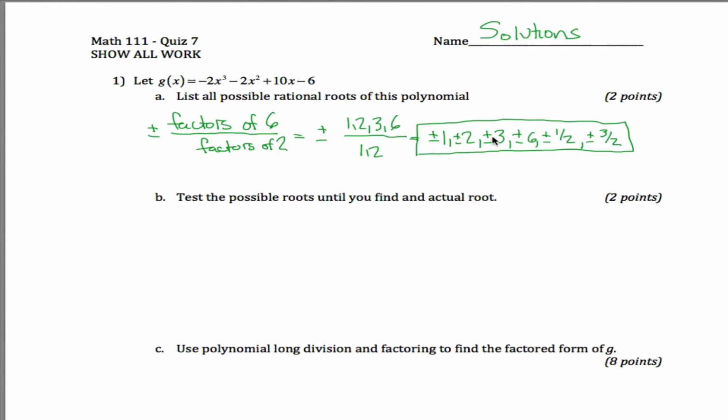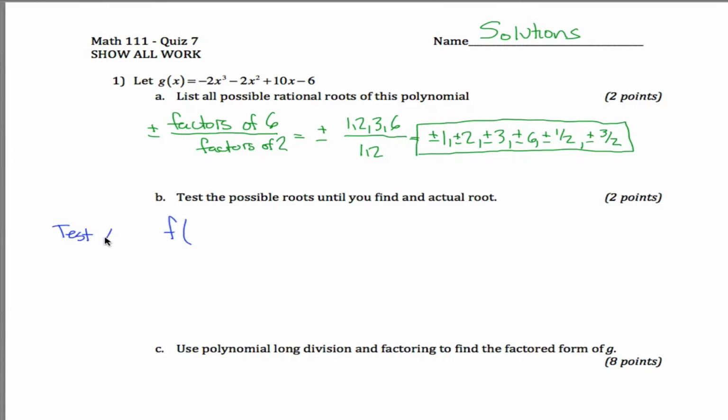What do I got there? 1, 2, 3, 4, 5, 6, 12 possibilities. There's 12 possible rational roots of this polynomial. Okay, now it says test until you find one that works. My advice to you that I gave you in class was always test 1 and -1 first. Typically one or the other will work. So let's test 1.